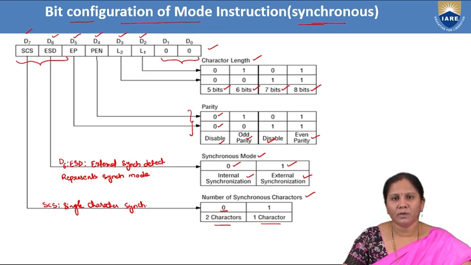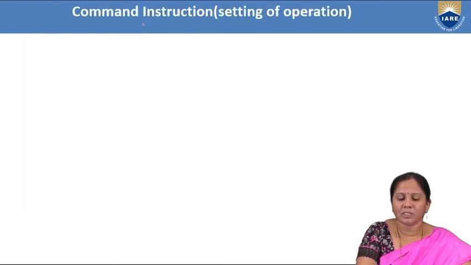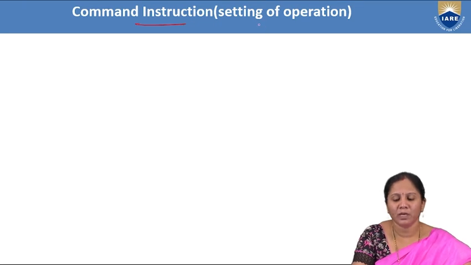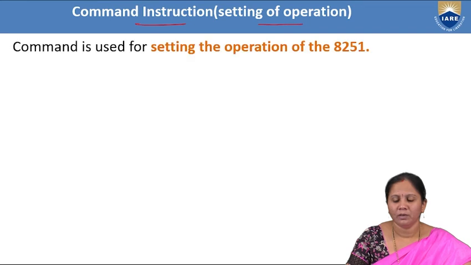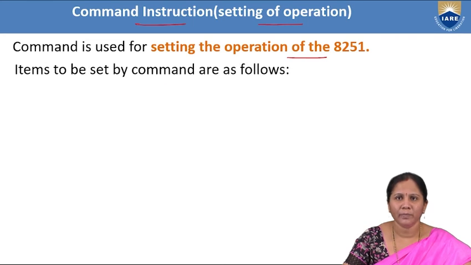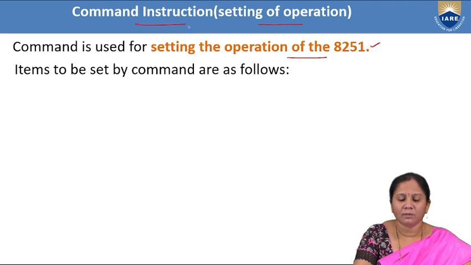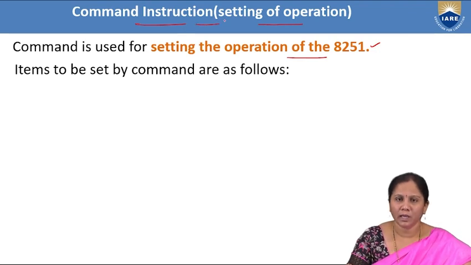Again, in these control words, along with this mode instruction format, we have command instruction format also. So this command instruction format is used for setting the operation of 8251. That means this command instruction is an 8-bit register having 8 bits which are used for setting the operation.